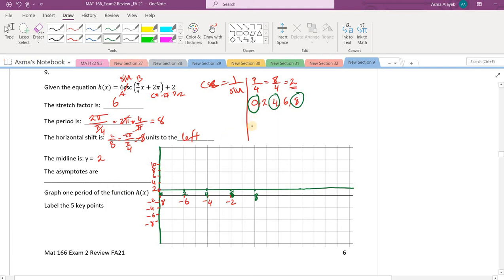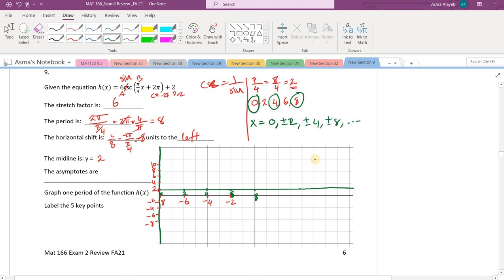In other words, our asymptotes are going to be all of the x's such that x is equal to 0, positive and negative 2, positive and negative 4, positive and negative 8, and etc. So each time you're going to add 4.